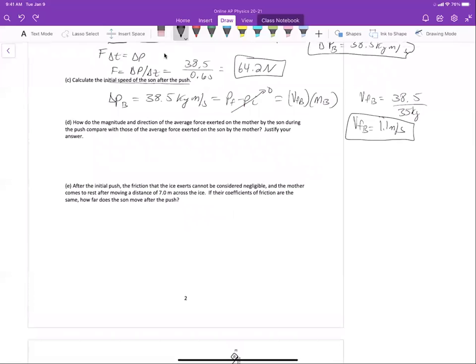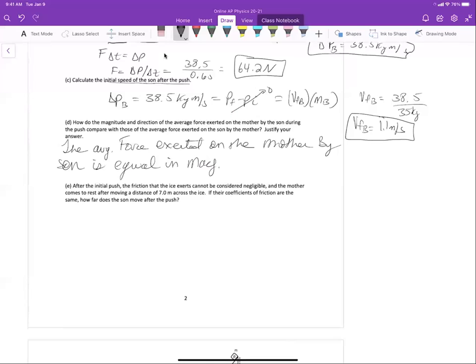How do the magnitudes compare? The average force exerted on the mother by the son is equal in magnitude and opposite in direction.